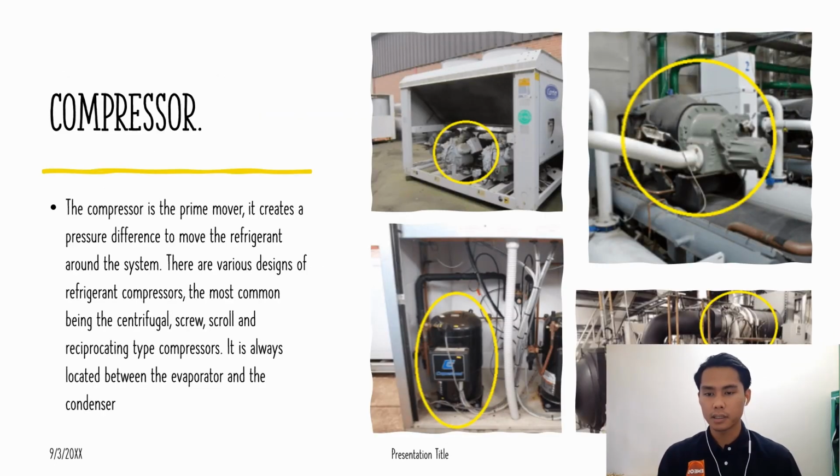This one is the compressor, and the compressor is the prime mover. It creates a pressure difference to move the refrigerant around the system. There are various designs of compressor nowadays, but the most common ones, shown in the images here, are the centrifugal compressor, scroll compressor, and reciprocating compressor. The compressor is always located between the evaporator and the condenser.